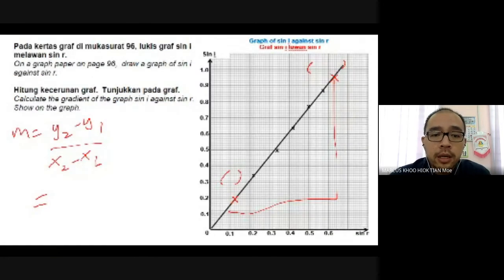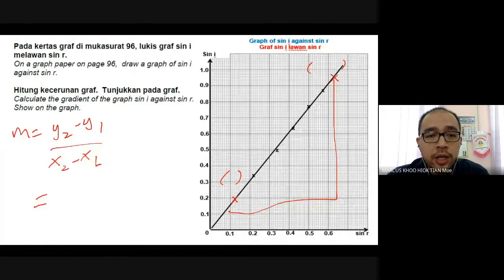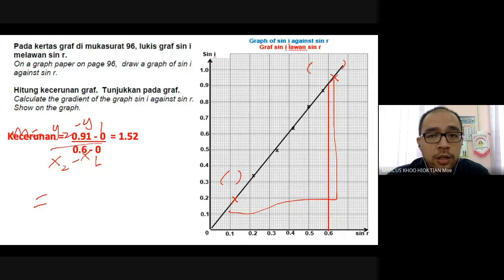Now just type in your answer. Continue to type in your answer if you have. But according to my sample here, it's about 1.52. For glass, the value for the gradient is about 1.5 to 1.54, of course depending on what kind of material you use. But I think if you're around that area, it's fine.